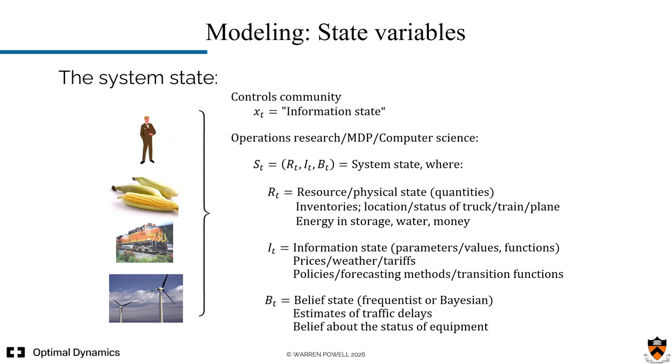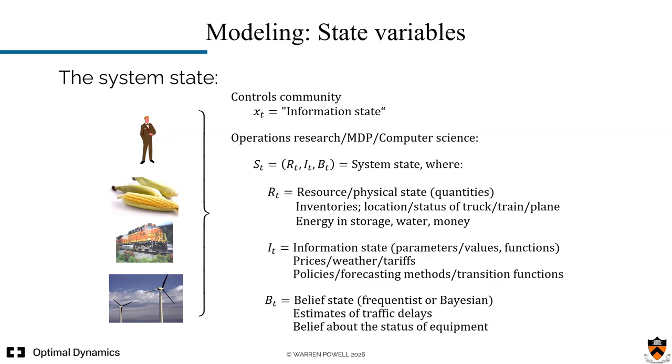I break the state into three flavors. One is the physical or resource state, R_t. There's a lot of people who confuse state and physical state. There's other information about parameters and values and functions. I put in I_t. Think of it as anything known perfectly that's not a physical state. And finally, we have a belief state, B_t. This is whether you have frequentist or Bayesian beliefs. These are the statistics you know at time t.